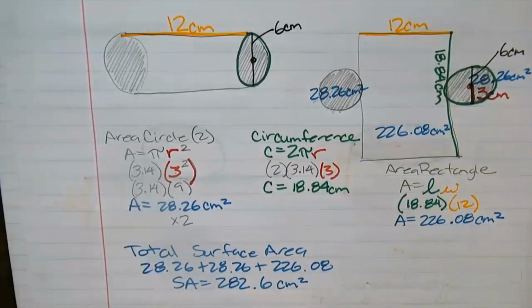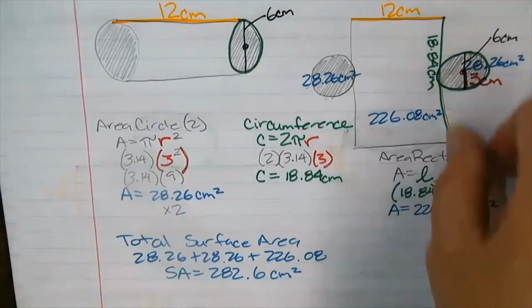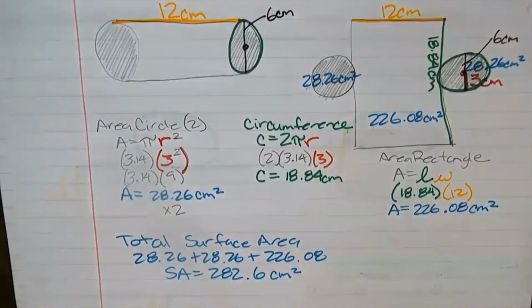So this is what we're doing today. It's kind of like a puzzle. I can find the area here, but before I find the area of this, I've got to find the circumference. So that's what we're doing today. You have all the tools that you need. Have fun with it.